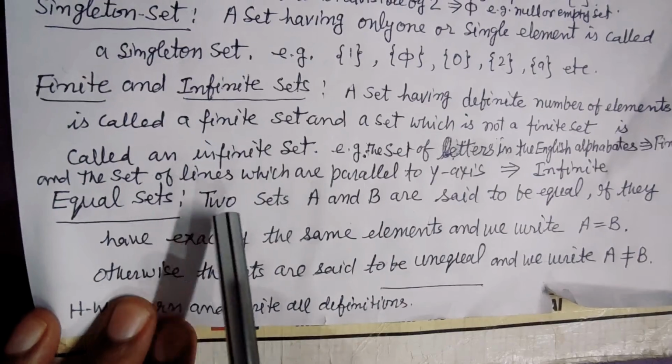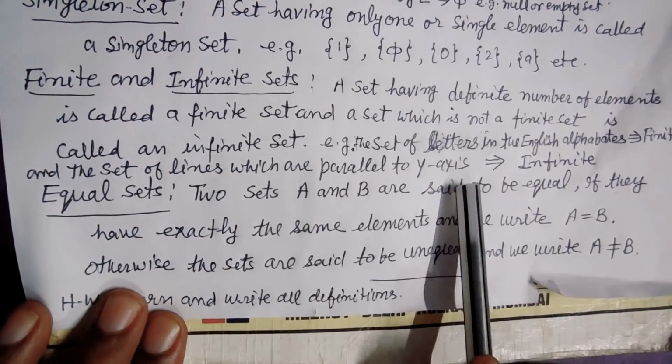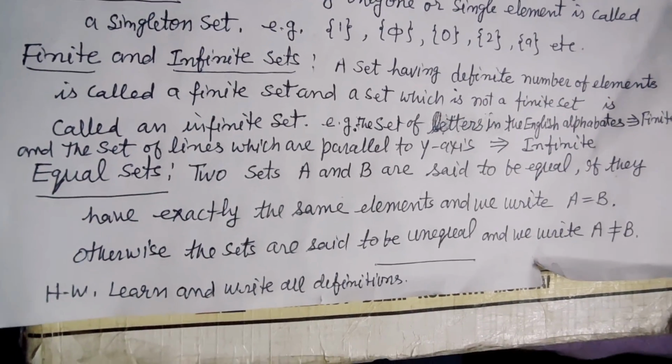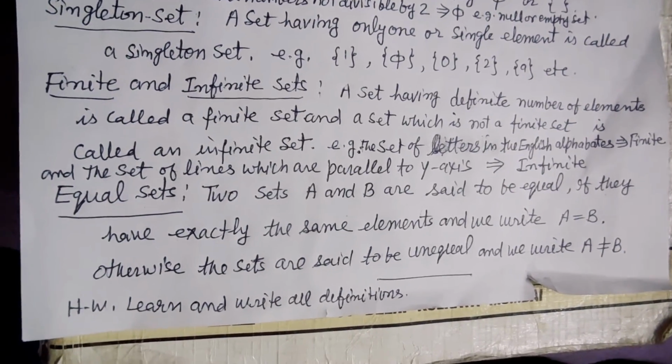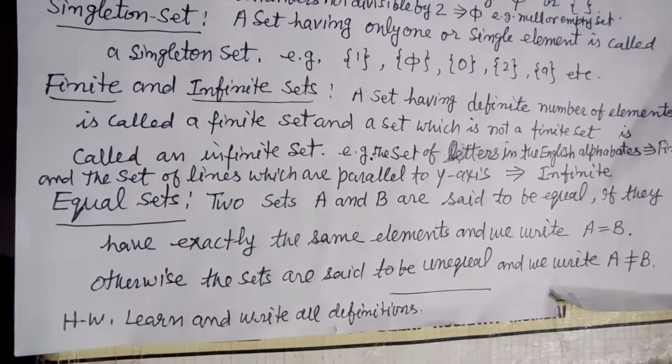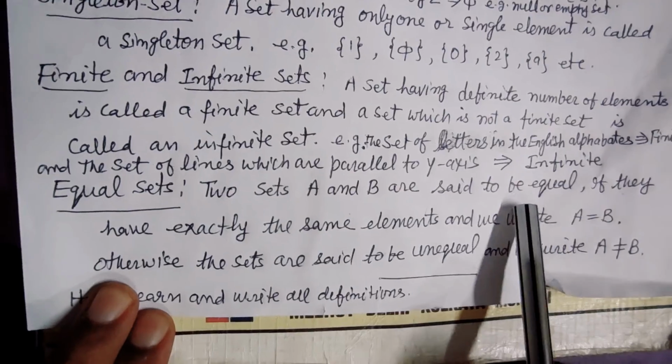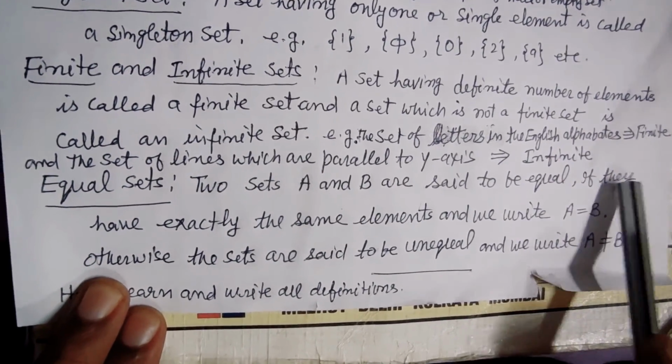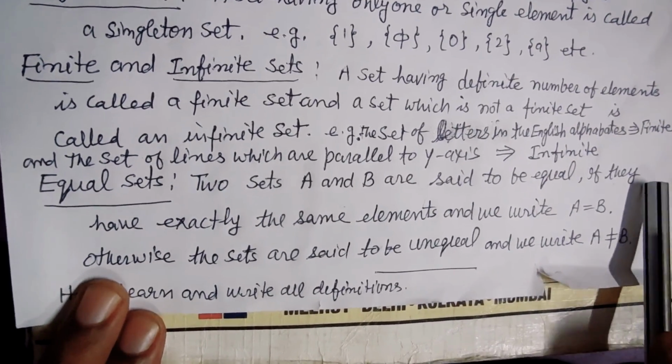And the set of lines which are parallel to the y-axis. We can draw infinitely many lines which are parallel to the y-axis. So this is called infinite. So it is an infinite set. Clear all of you?